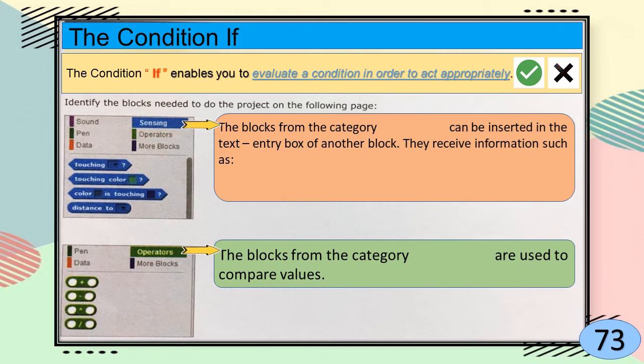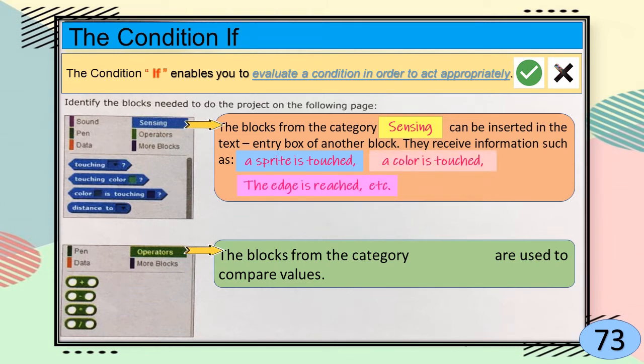First we have the category sensing. The blocks from the category sensing can be inserted in the text entry box of another block. They receive information such as a sprite is touched, a color is touched, and when the edge is reached.